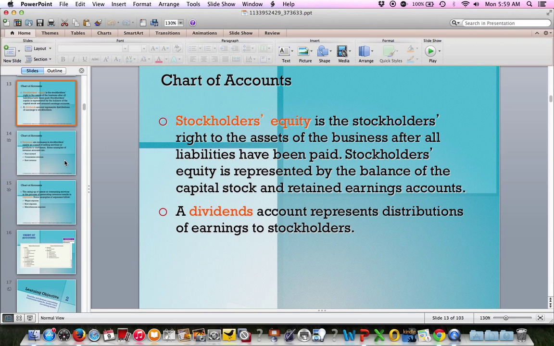Stockholders' equity includes basically the owner's interest in the business. And so basically the owner's right is to all the assets after liabilities have been deducted or paid. Okay, so the capital stock account and the retained earnings accounts together make up equity. And then a dividend is just basically anything that's been distributed back to stockholders, or if it's just an owner, that owner would take a dividend out of the business.